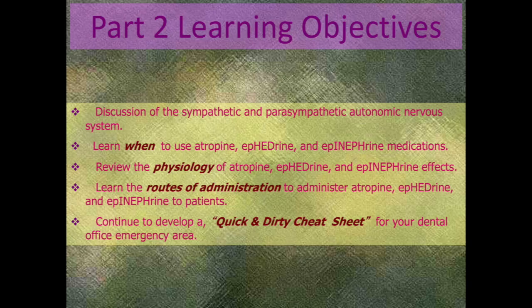So in this part, we're going to talk about the sympathetic and parasympathetic autonomic nervous system. We're going to review that, as we will see again and again in some of the further lectures that you'll be having with this entire course. And then we'll talk about when to use atropine, ephedrine, and epinephrine. We're going to talk about the physiology of their use, what they are used for, what they produce in the body as far as any physiological response. We'll talk about their routes of administration, and again, keep building your quick and dirty cheat sheet.